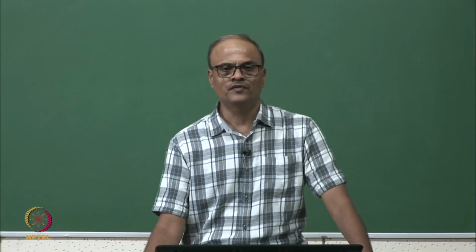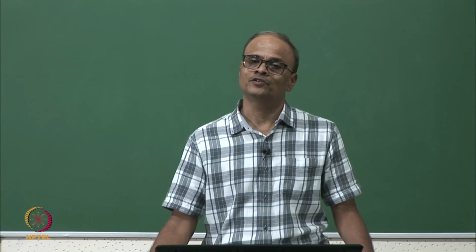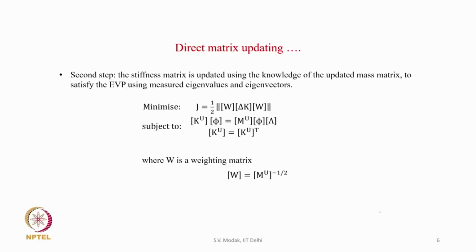In the second step, the stiffness matrix is updated using the knowledge of the updated mass matrix, subject to the constraint that the measured eigenvalues and eigenvectors, along with the updated stiffness matrix and updated mass matrix, satisfy the eigenvalue problem. So, the optimization problem is defined in this form. We define the objective function J, which is equal to half the norm of the product of the weighting matrix W, delta K, which is the change in the stiffness matrix, and the weighting matrix W. This norm is minimized subject to the constraints that the measured eigenvectors and eigenvalue matrix, along with the updated stiffness and mass matrix, satisfy the eigenvalue problem.